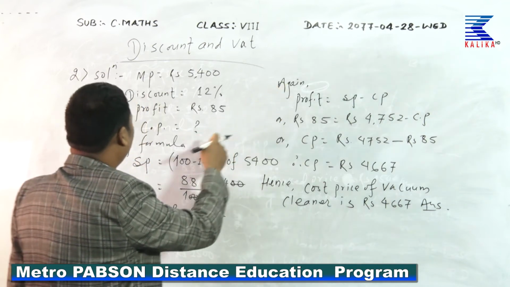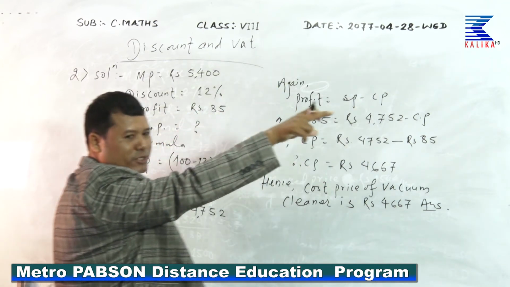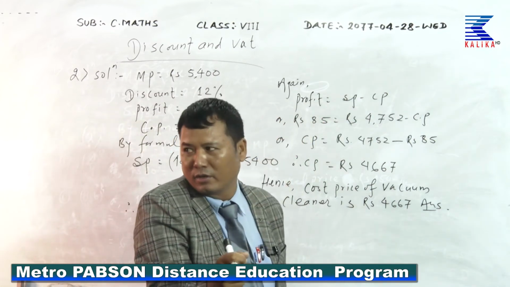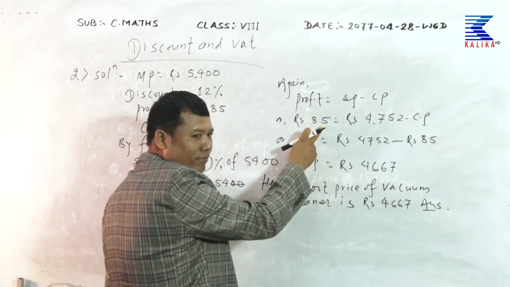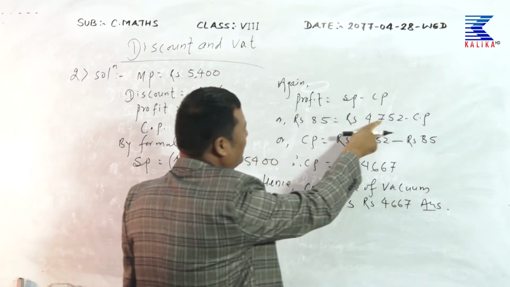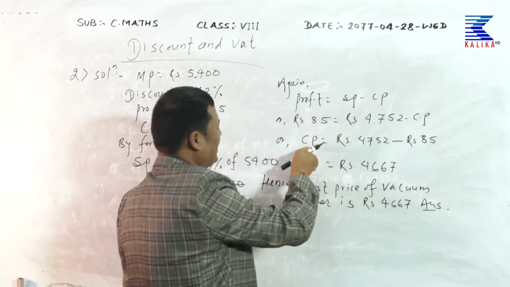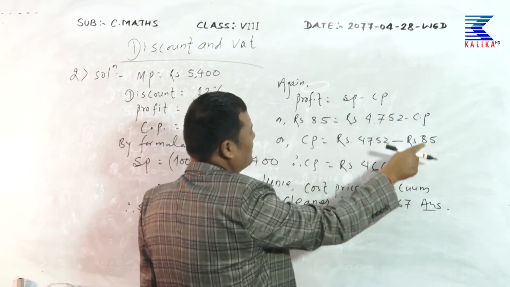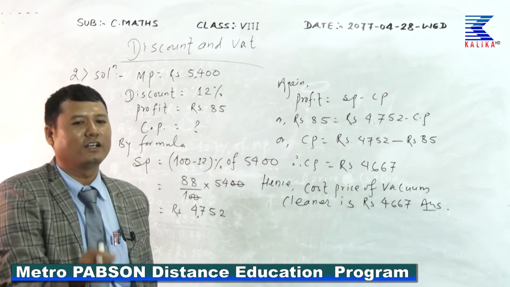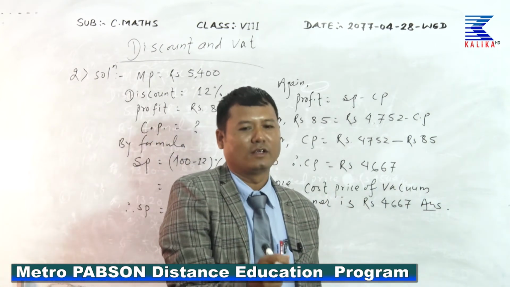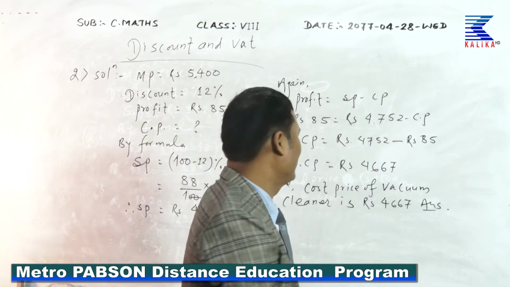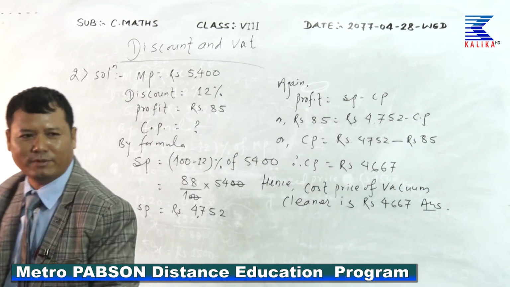And again, profit is given here. So, using the formula, profit is equal to SP minus CP. Profit is 85 and selling price is already 4752, and cost price is here. Changing to the other side, cost price is 4752 minus 85, then 4667 is the cost price. Hence, the cost price of the vacuum cleaner is 4667, the required answer. Got it everybody? Everybody clear?